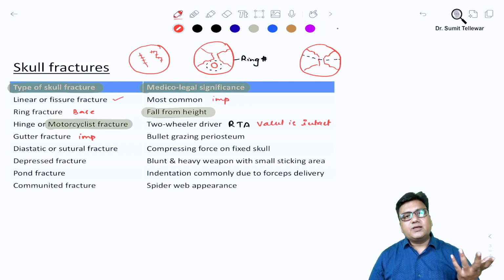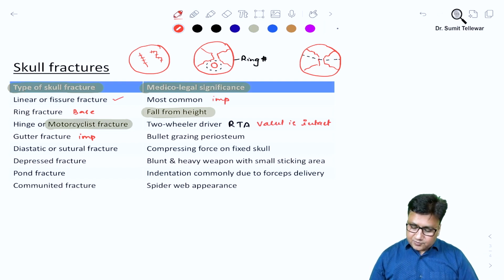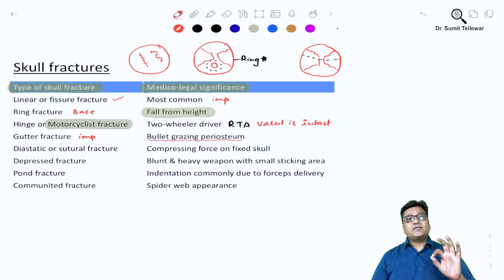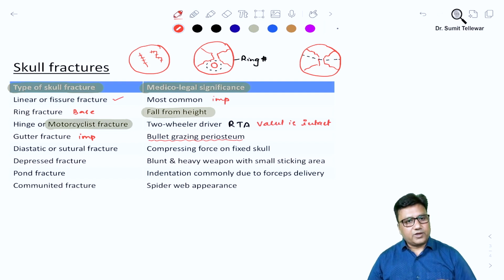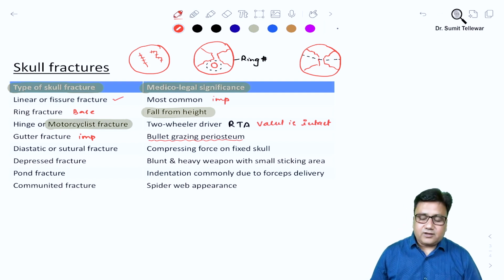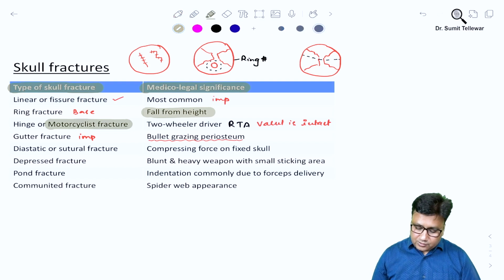Okay, so the medico-legal significance of gutter fracture is it is produced by a bullet grazing the periosteum. So gutter fracture signifies a bullet fire. Okay, then we have diastatic, also known as the sutural fracture.